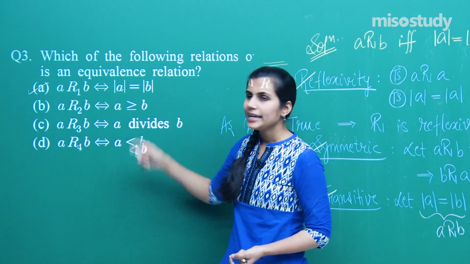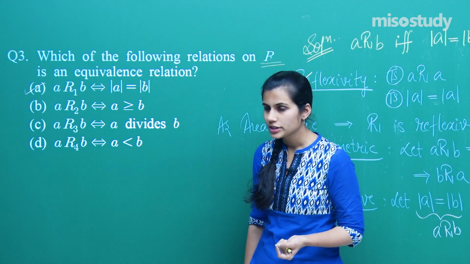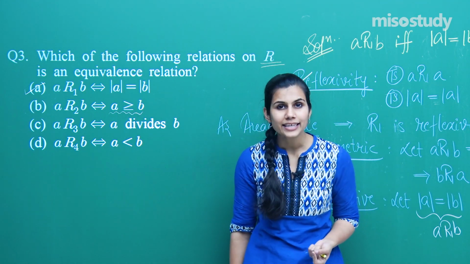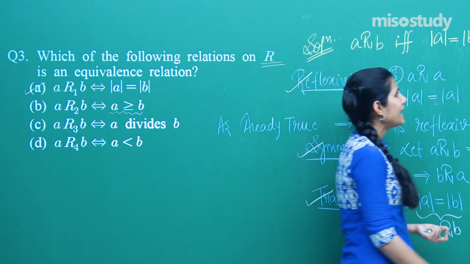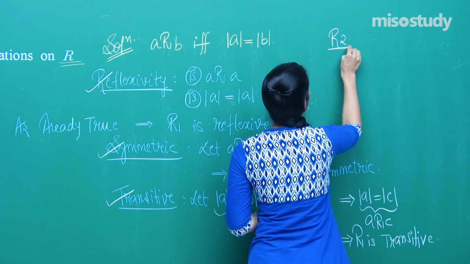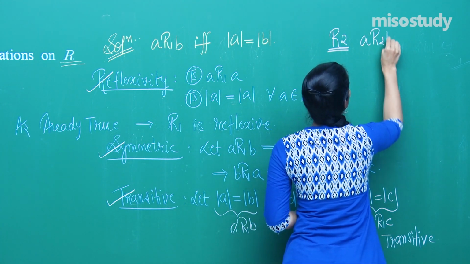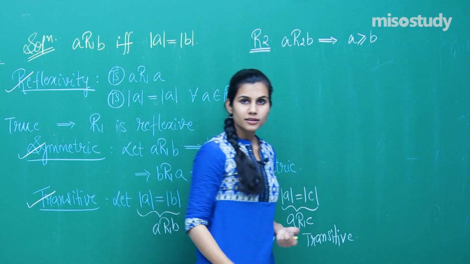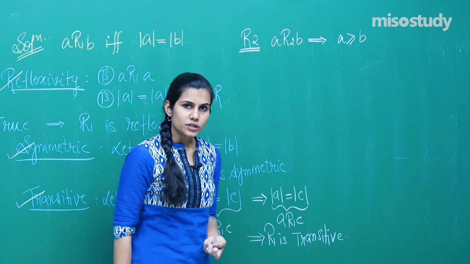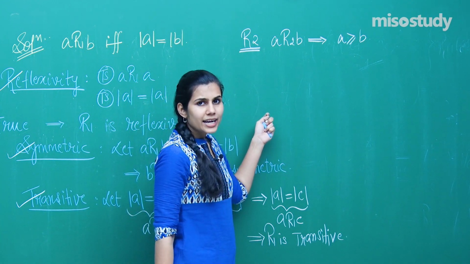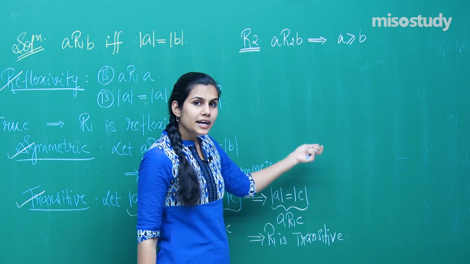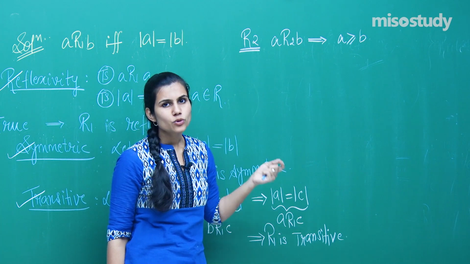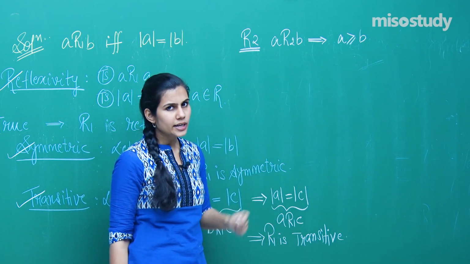Let us see if R2 is an equivalence relation or not. Here it is saying A is related to B if and only if A is greater than or equal to B. Well, that is my R2. Obviously this relation is reflexive, because A is greater than or equal to A. Because A is equal to A, therefore A is greater than or equal to A. So, A is related to A, and this relation is definitely reflexive.